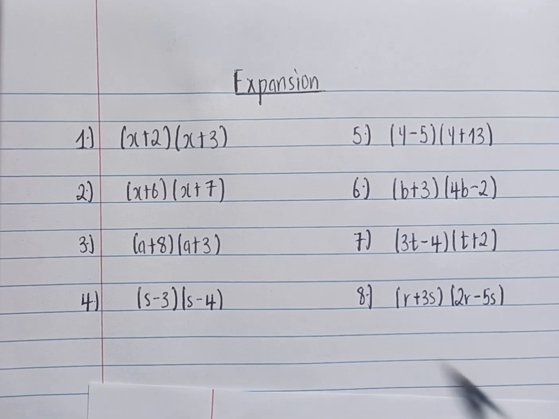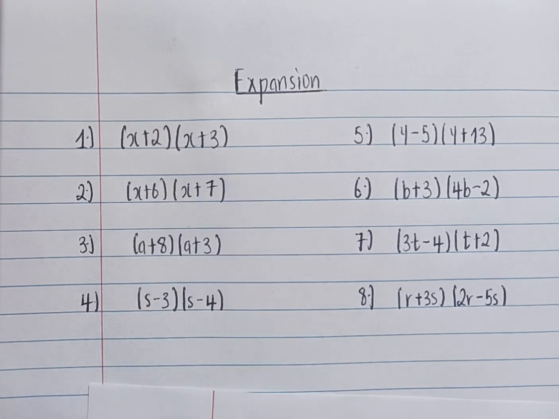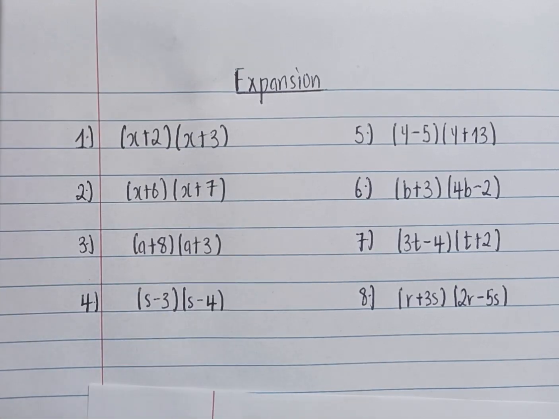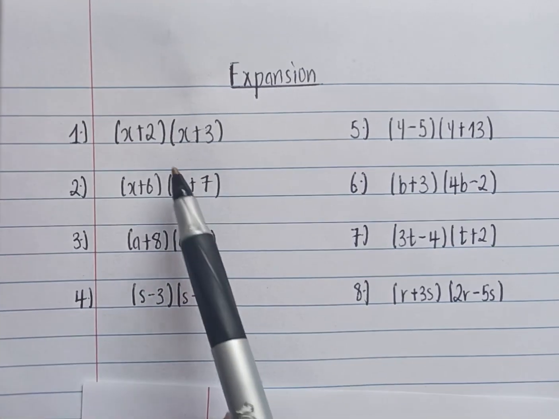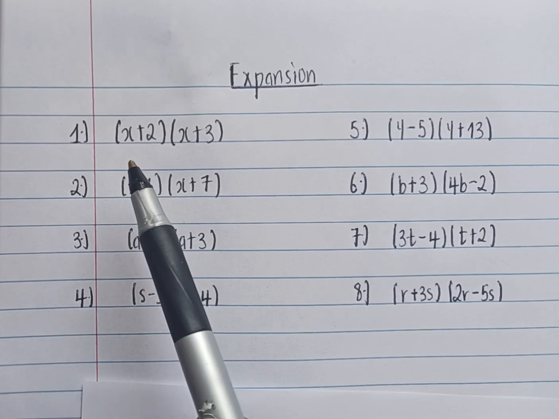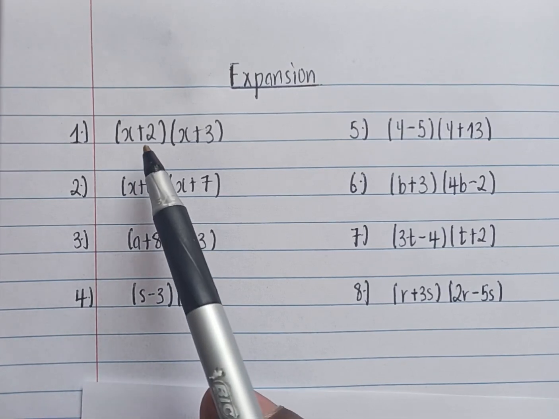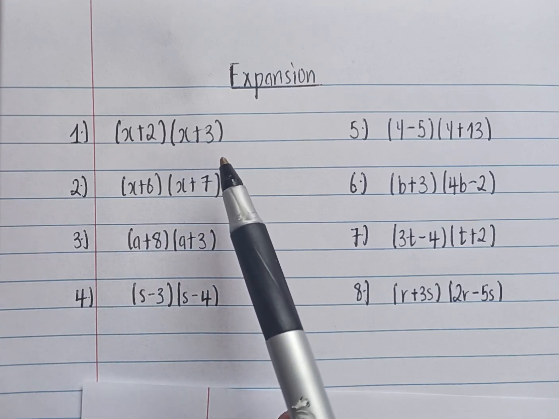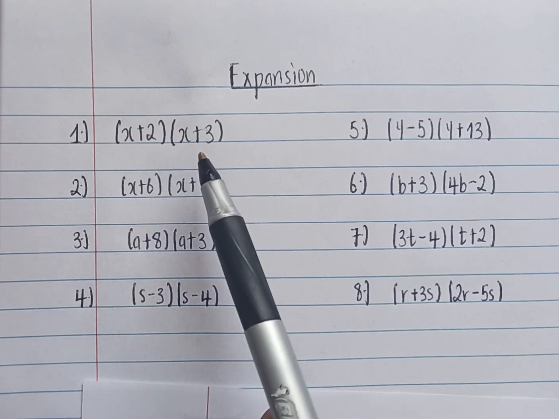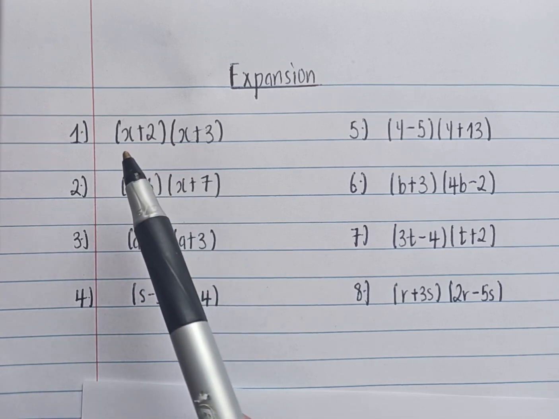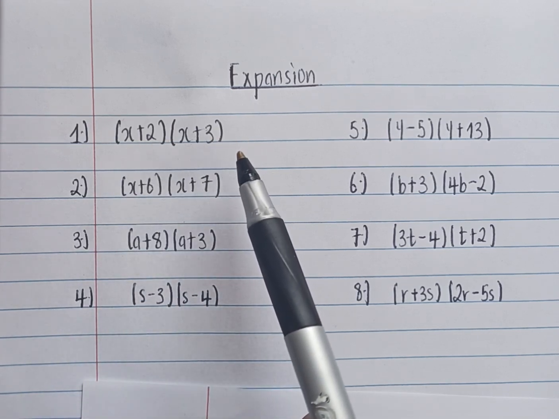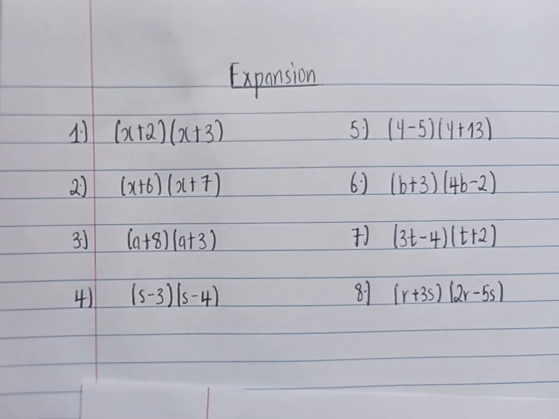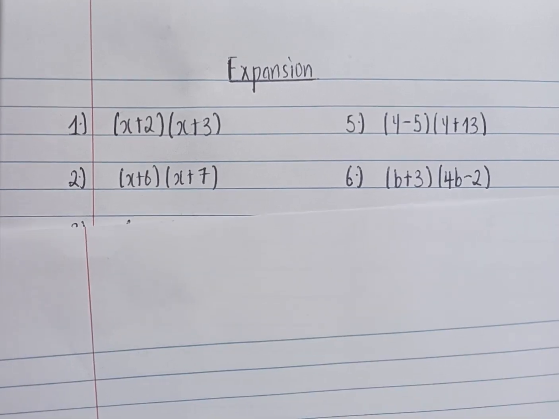For example, we have the first question here that we'll deal with. We have two expressions which we're asked to expand. To expand this, each term in the first bracket is multiplied by each term in the second bracket. That is, x is multiplied with x, and this x is multiplied with 3. It's the same case for 2. 2 is multiplied with x, and 2 is multiplied with 3. Let's try that out.